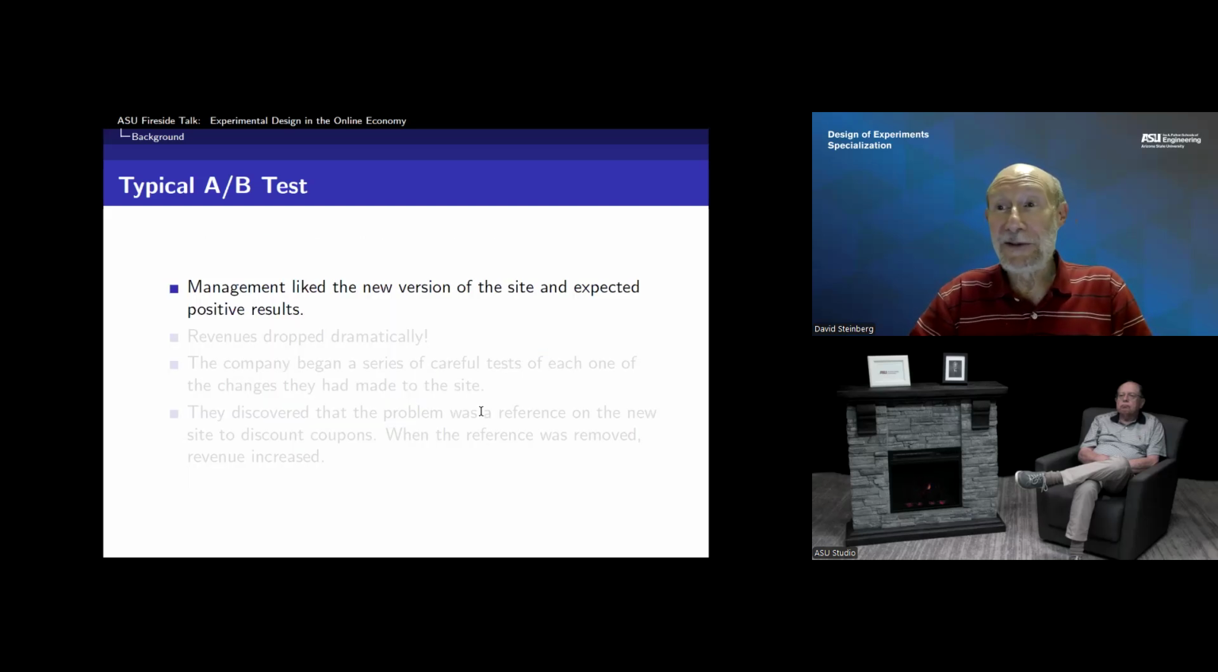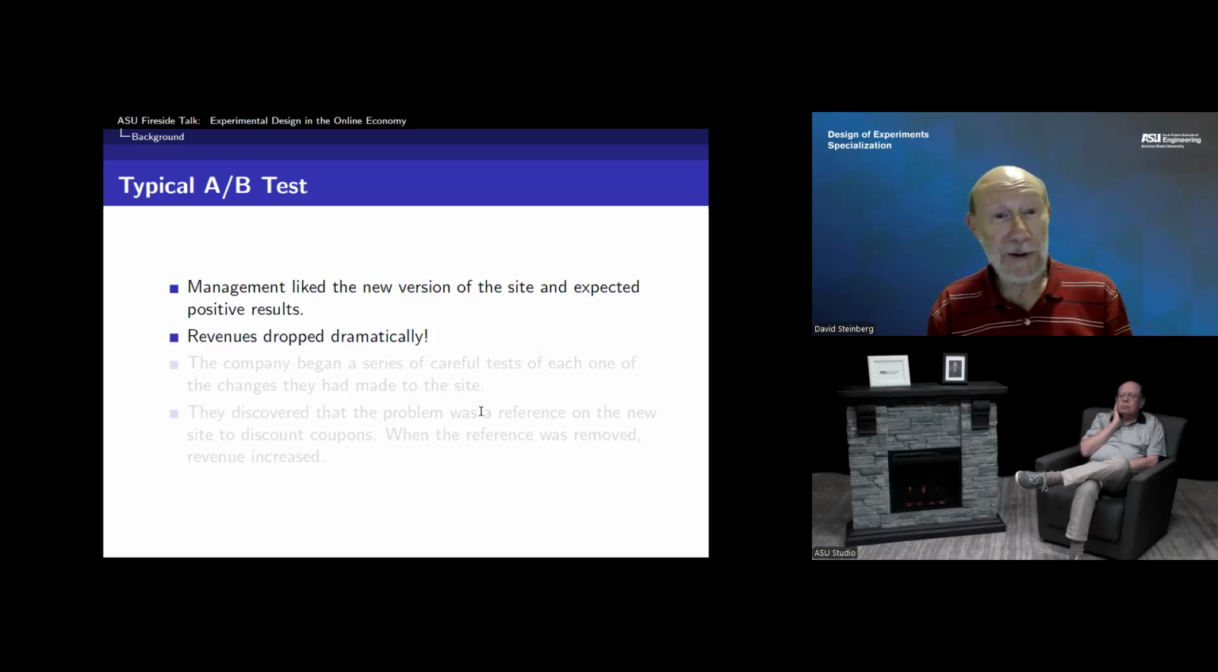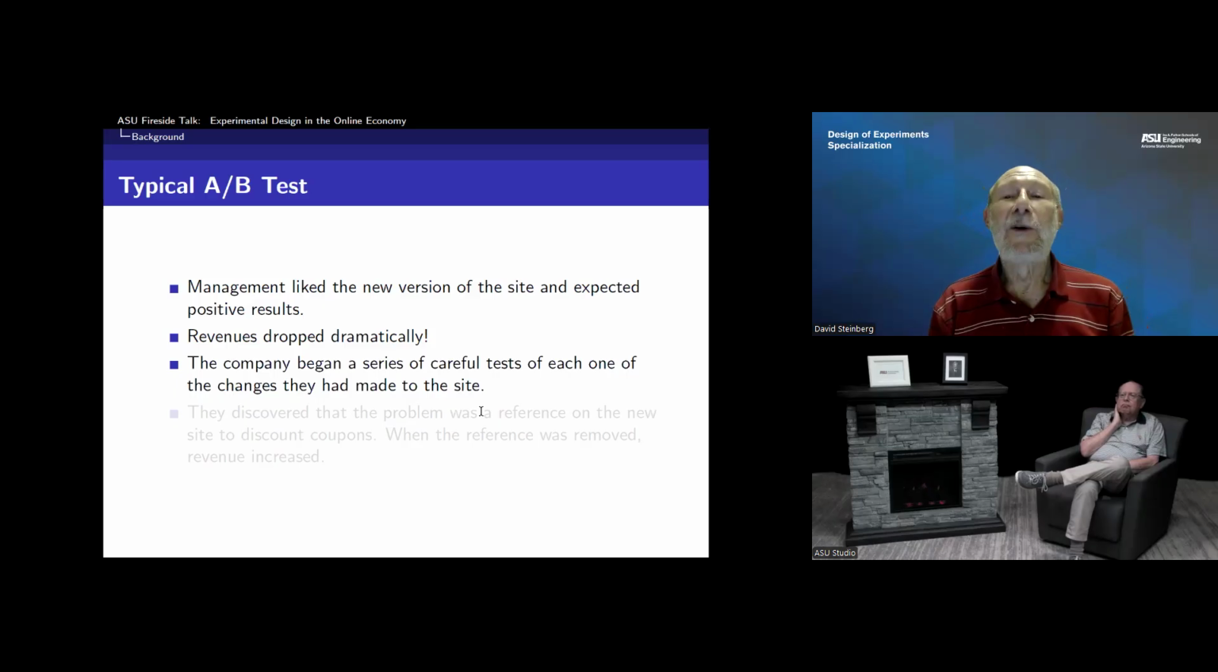Management really liked the new version. They were sure this was going to be a big winner. This was going to bring in more money. But revenues dropped. In fact, they dropped dramatically. What happened? Well, it turned out that the company had made a number of different changes to the site.